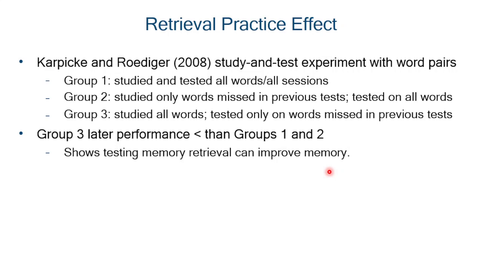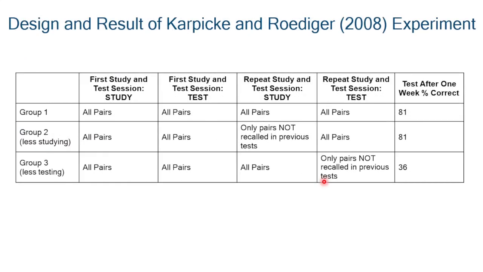From the study of Karpicke and Roediger, what they did is they have three groups who all studied, and they were all tested in all sessions. Group 2 studied only the words missed in previous tests and tested on all words. Group 3 studied all words, tested only words missed in previous tests. So what they found is that group 3's performance is less than group 1 and group 2. So let's look at this.